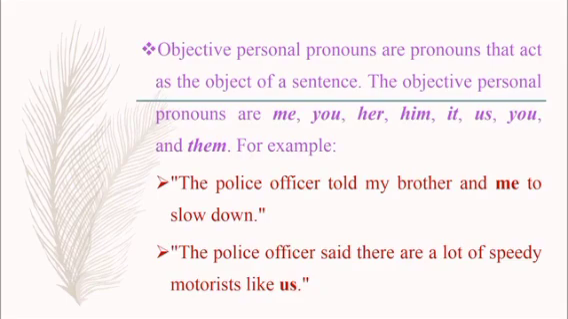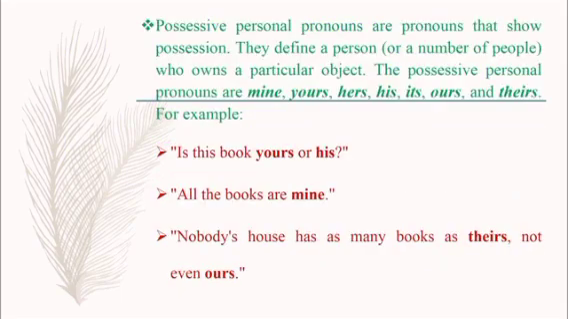For example, the police officer told my brother and me to slow down. The police officer said, "There are a lot of speedy motorists like us here." Me and us are objective personal pronouns.